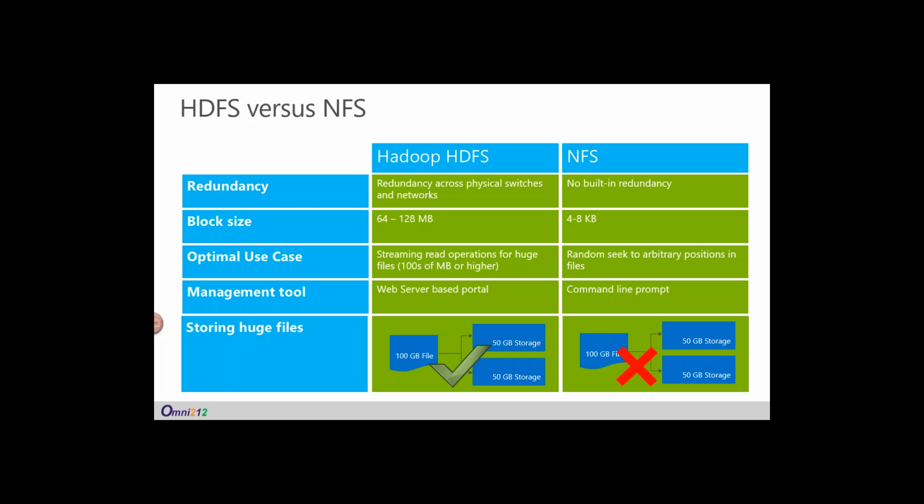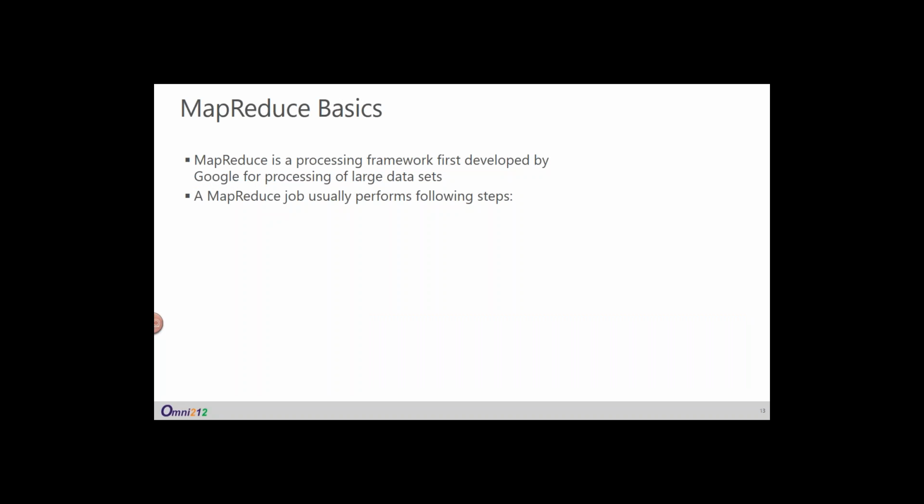MapReduce. MapReduce is the processing framework first developed by Google for processing large datasets. A MapReduce job usually performs the following steps. In the map part, the input task is split into independent subtasks based on the number of nodes where separate map tasks can run.